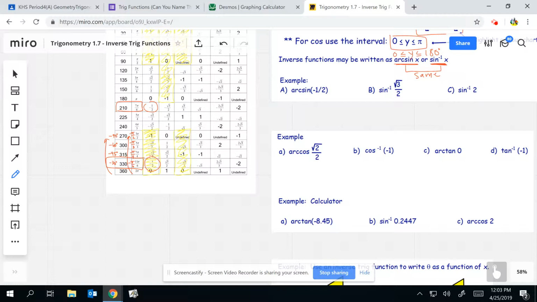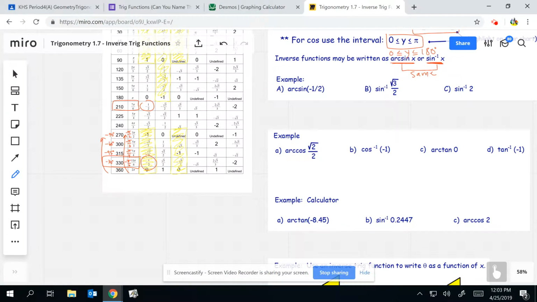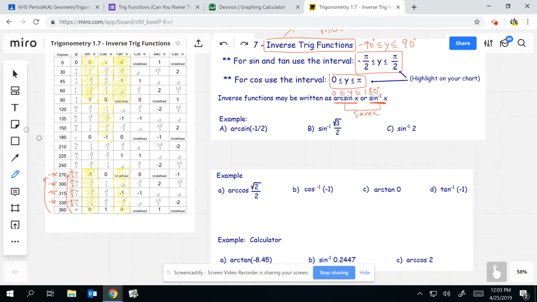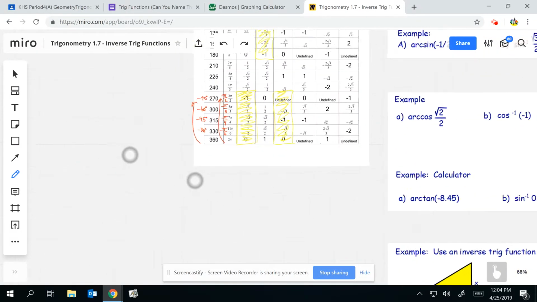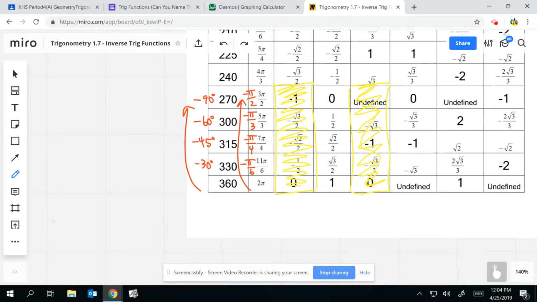So what would come out of the calculator if I put an inverse sine of -1/2? Well, you might look at this and say, well, -1/2 down here, the shaded area has 330 or 11 pi over 6. Problem is, 330 and 11 pi over 6 are not in our interval. We can only look between -90 and +90. That's our interval. So if I'm looking at the bottom of this chart, and if you notice in red, what I did is I numbered up negatives. So this bottom is at 360 or 2 pi.